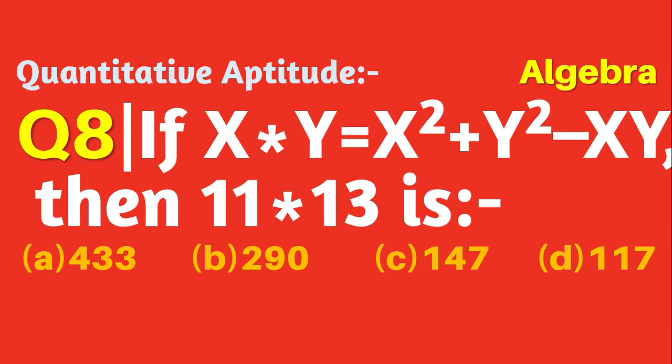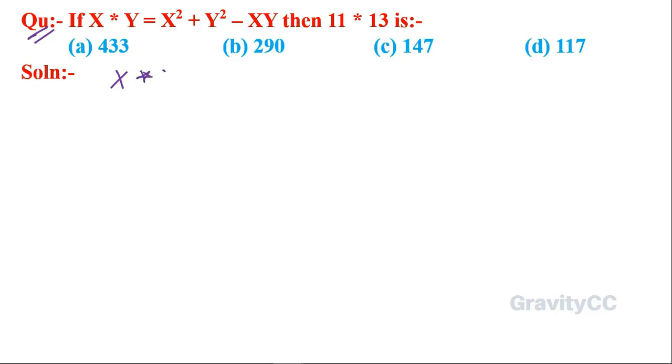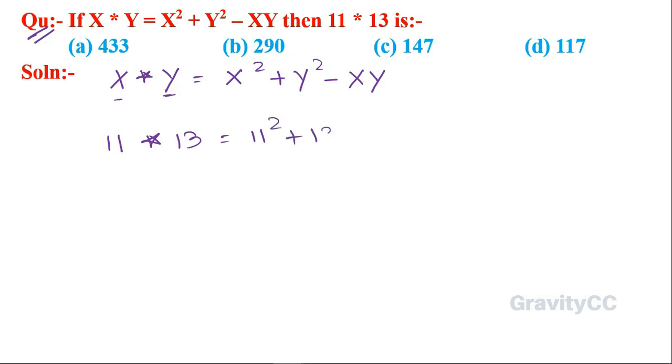If x asterisk y is equal to x square plus y square minus xy, then 11 asterisk 13 is. So here x asterisk y is given x square plus y square minus x into y. And now we replace x by 11 and y by 13. So we get 11 asterisk 13 is equal to 11 square plus 13 square minus 11 into 13. So is equal to 121 plus 169 minus 143.